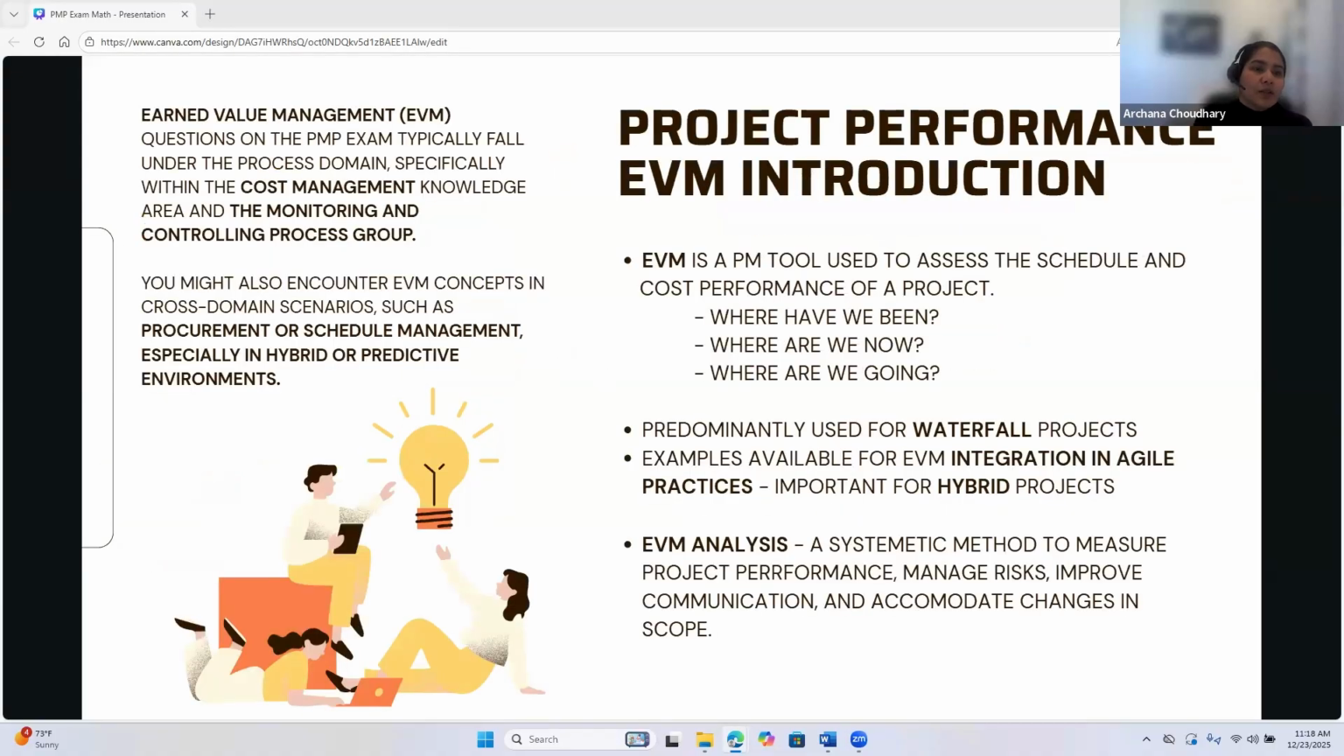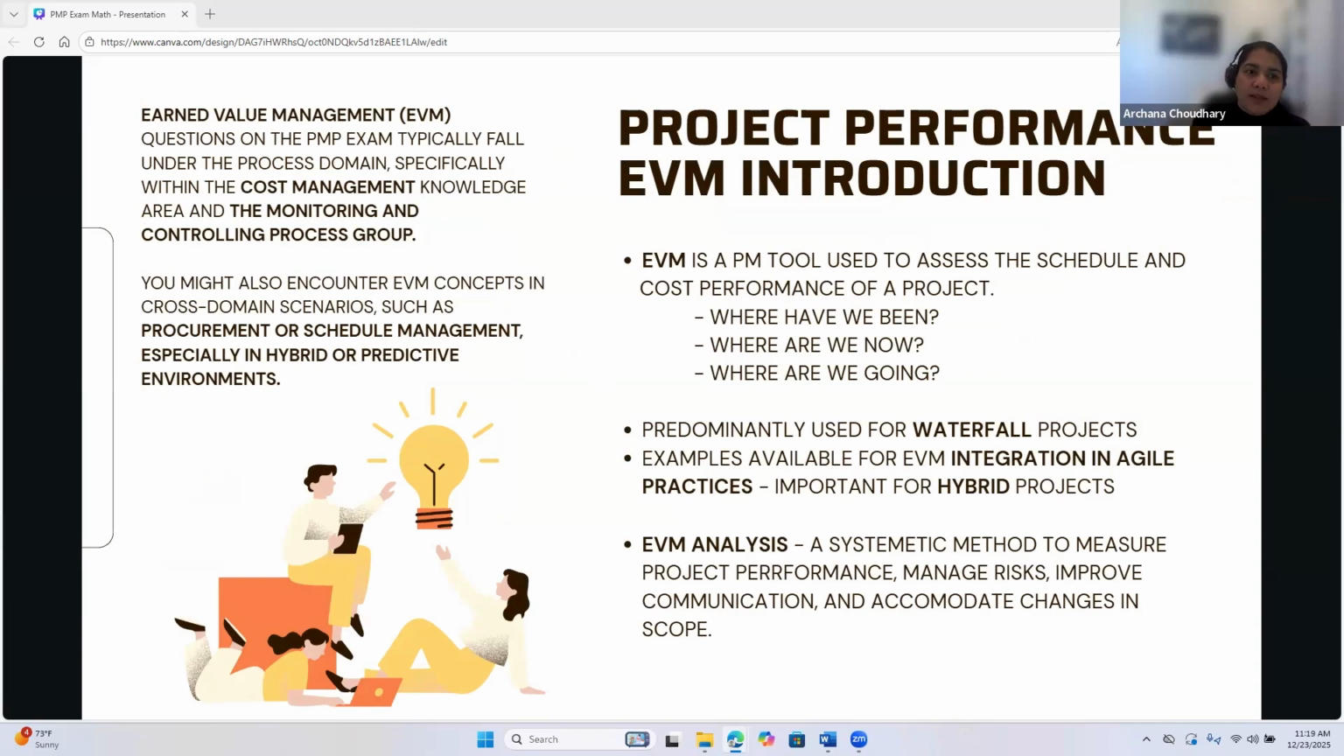Yes. Thank you. So project performance with EVM introduction. So what exactly is EVM? EVM is the Earned Value Management. Earned Value Management is a core project management tool, which is primarily used to assess schedule and cost performance throughout the life cycle of a project.